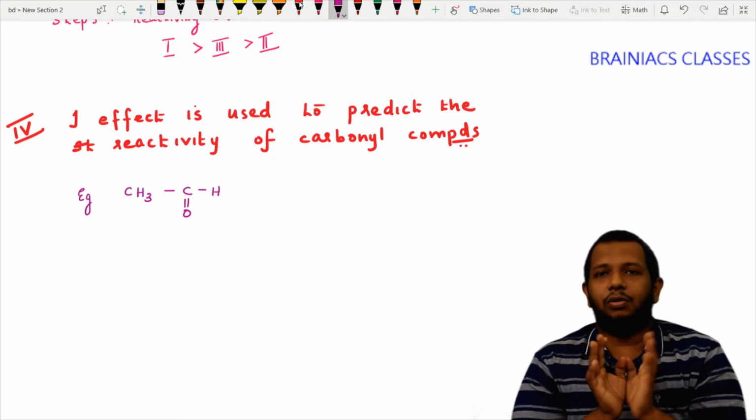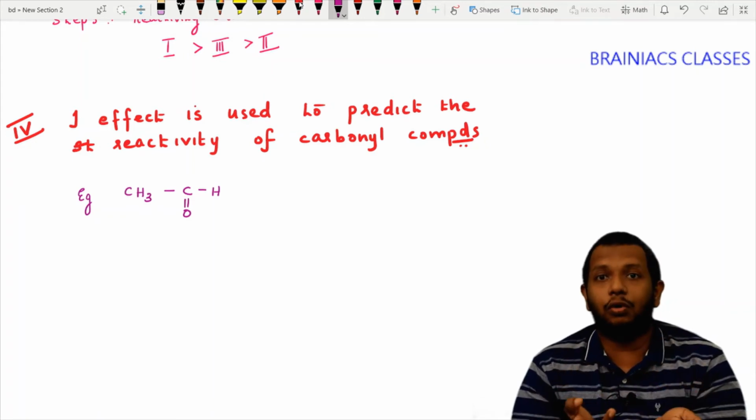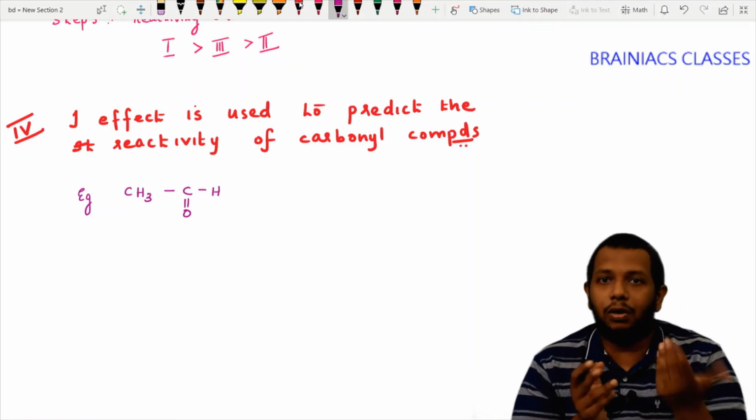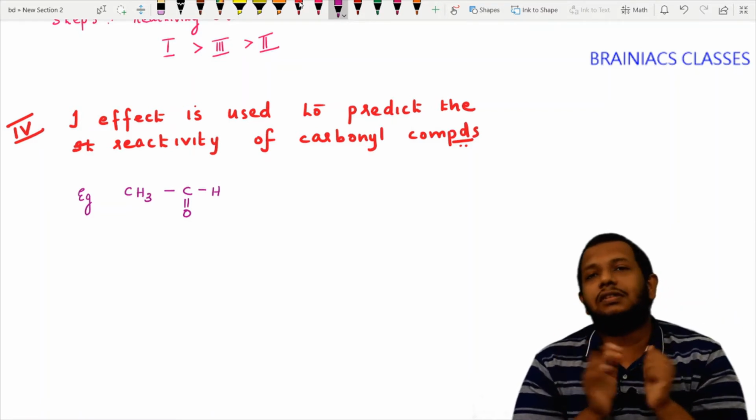Okay, now you know that it is addition. Then a question will come here, sir, whether it will undergo nucleophilic addition, that means a nucleophile will come and attack first, or whether it will undergo electrophilic addition, that whether an electrophile will come and attack first. This doubt may come.